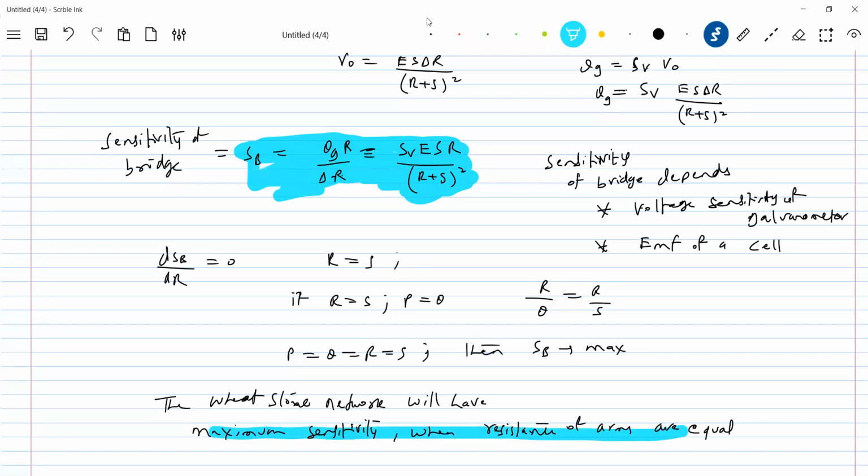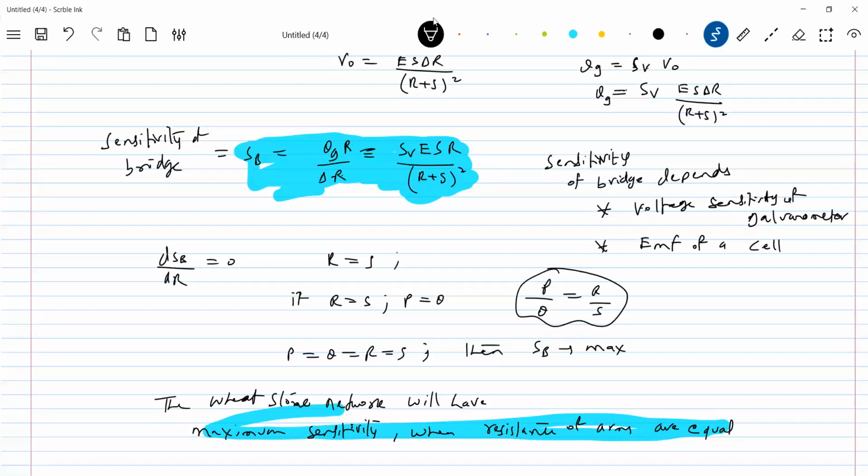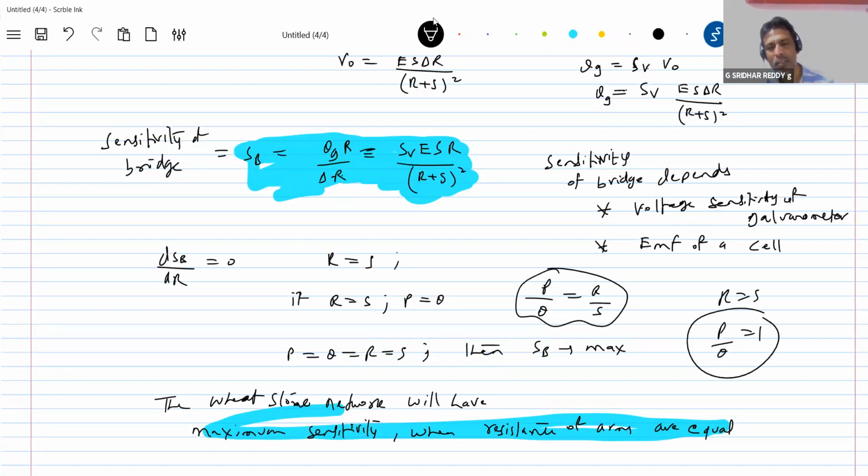Sir, how did you write Q equal to R? P by Q equal to R by S, no? In the Wheatstone network, when R is equal to S, then P should be equal to Q, according to this. Yes, sir. Why did you write Q equal to R? P equal to Q and R equal to S is okay, but Q equal to R? If R equal to S, then P by Q equal to 1, no? I'm talking about Q equal to R, sir. I'm not talking about P equal to Q or R equal to S. You wrote P equal to Q equal to R equal to S.